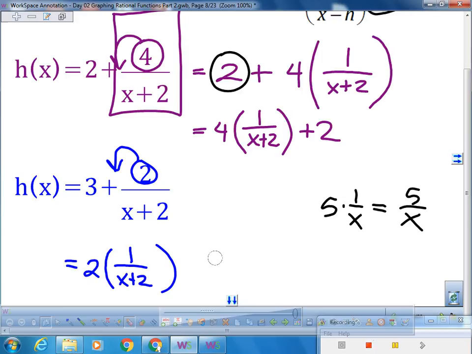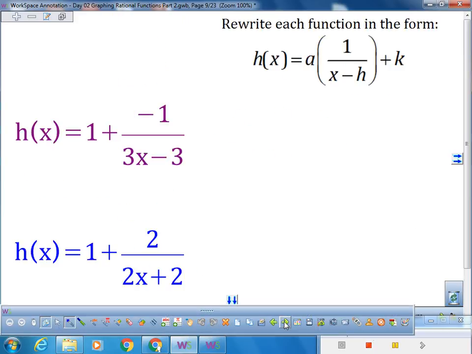Now it's something that you guys recognize from what we've been doing, right? It's got a horizontal shift to the left, then it's got a vertical shift up 3, and then it has a stretch of 2. All right, you guys ready? All right, whiteboard. Okay, I'm going to do this one, and then we'll do this one with whiteboard.